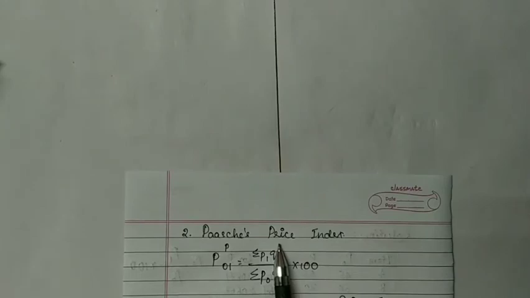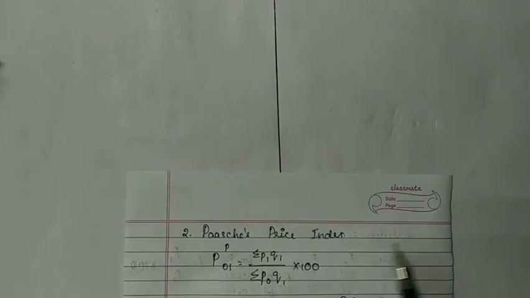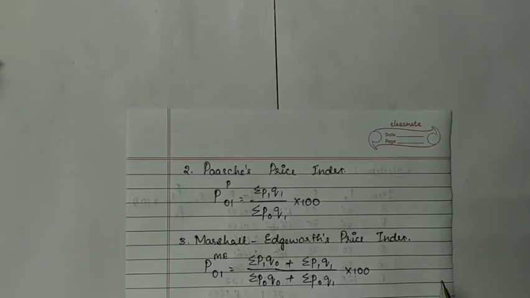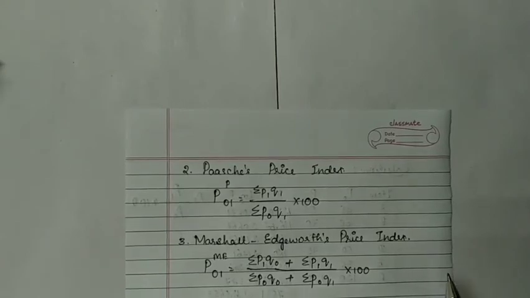In the second one, Paasche's price index, we are keeping current year's quantity as weight. In the first one, we were considering base year quantity as weight, so now in the second one, we are considering current year quantity as weight. Our formula will be P01 of P is equal to summation P1 Q1 divided by summation of P0 Q1 multiplied by 100. And our third formula is Marshall and Edgeworth's price index.